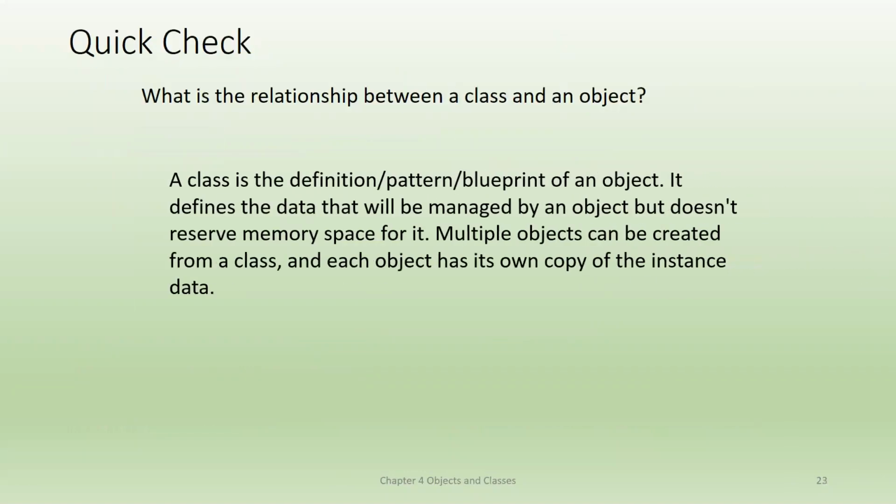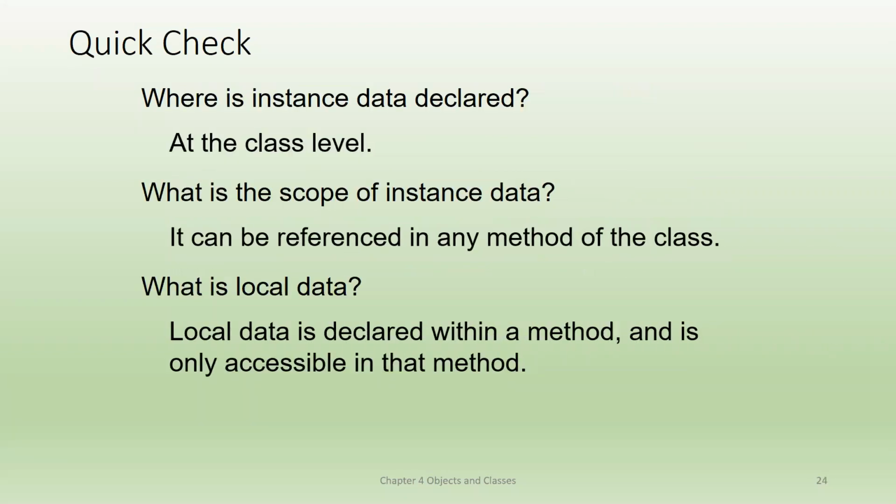What is the relationship between a class and an object? I will just put this answer here. A class is a definition. It's the blueprint. An object is an instance of that class. You have one class, you can have multiple objects or instances created from that class. Instance data is at the class level. That's the class variables. Every method can see it, can use it. What is the scope of instance data? We just answered that, right? What is local data? Local data is like the result in the toString method. It's only visible and accessible in the method.